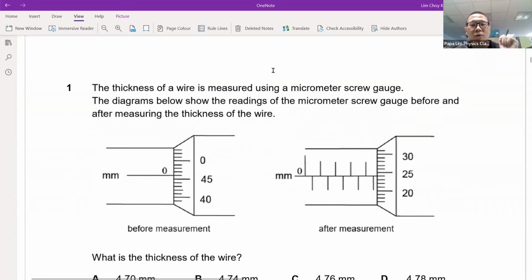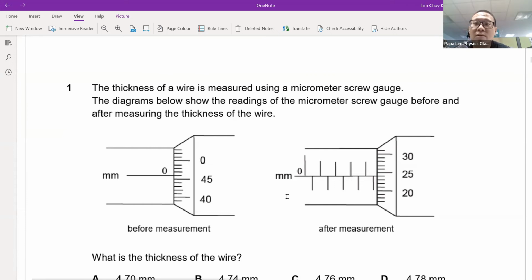Question one deals with zero error corrected readings. We have to factor in the zero error and your observed reading, and how these two readings are used to get the corrected reading. I will not dwell too much on using the micrometer screw gauge and error corrections, because you should have done this in your Sec 3 first topic, chapter 1, which is the simplest. It's a simple concept.